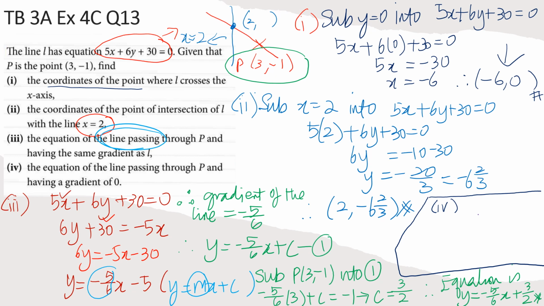Right, so since it's the horizontal line, the y coordinates value will be constant, and hence the y coordinates value of point P is negative 1. So therefore, the equation is just y equals to negative 1. And that's it. That's how we solve question 13.